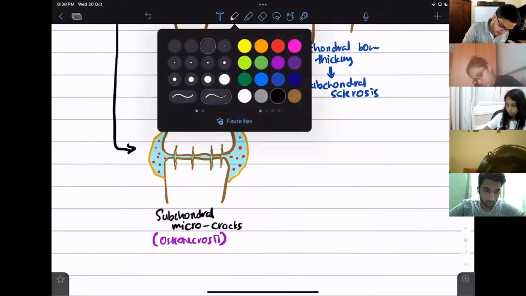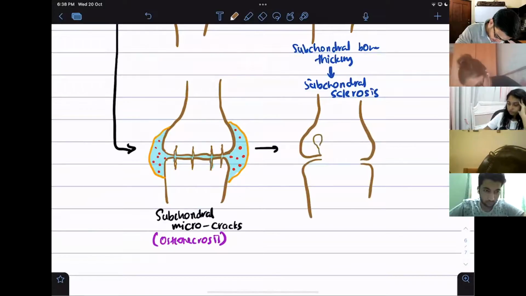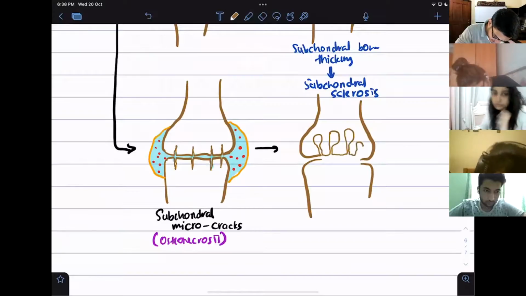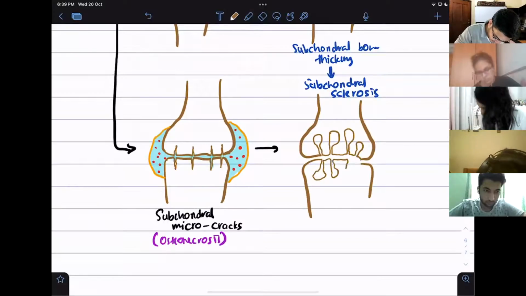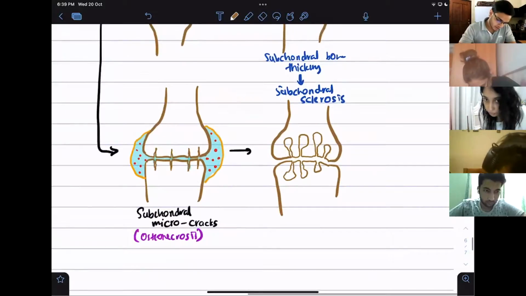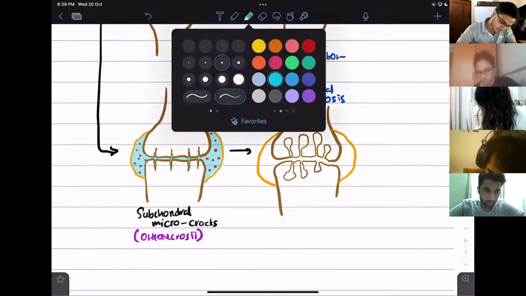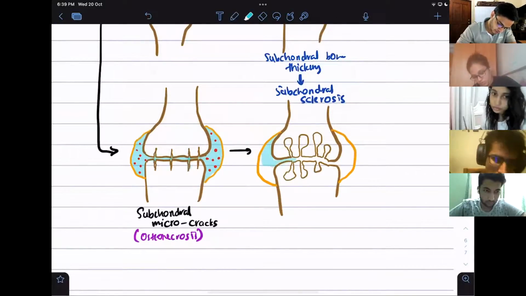What can happen, guys? Look at this. There will be cystic changes occurring. Something like this you all can draw. From these micro cracks, there will be cystic lesions evolving, guys. Cystic lesions, right? Let me draw. What is inside these cysts? What is a cyst, guys? A cyst in our body is, what is a cyst? Can someone define a cyst for me?